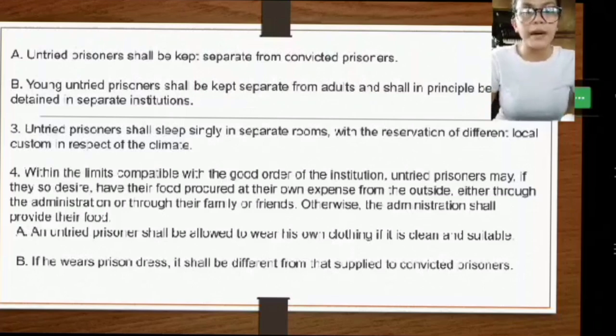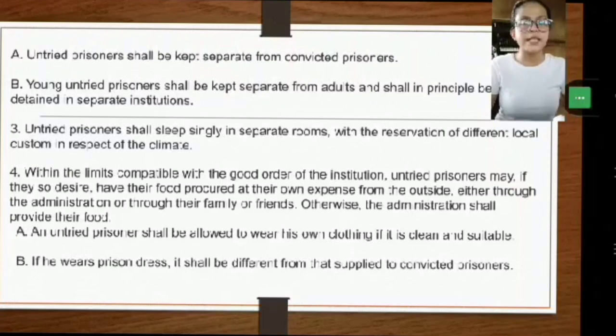Number 4. Within the limits compatible with the good order of the institution, untried prisoners may, if they so desire, have their food procured at their own expense from the outside, either through the administration or through their family or friends. Otherwise, the administration shall provide their food.